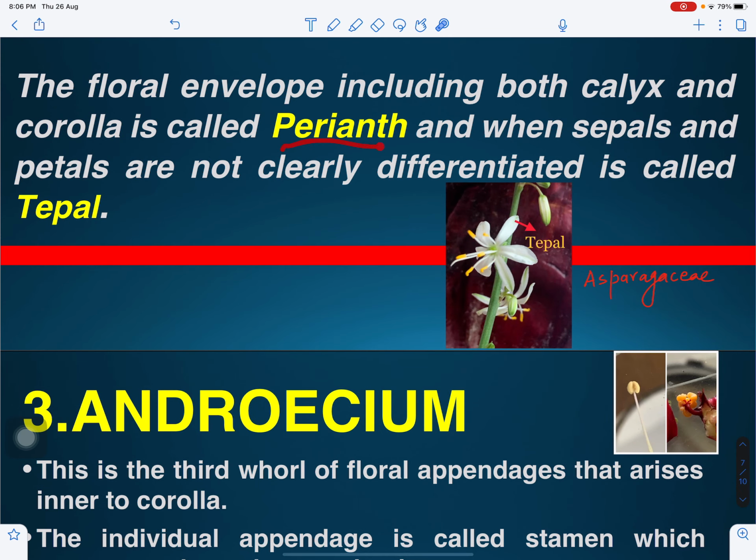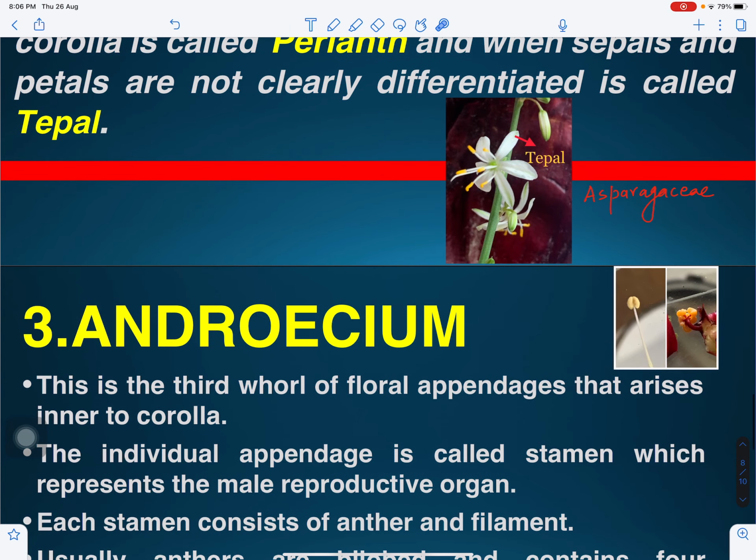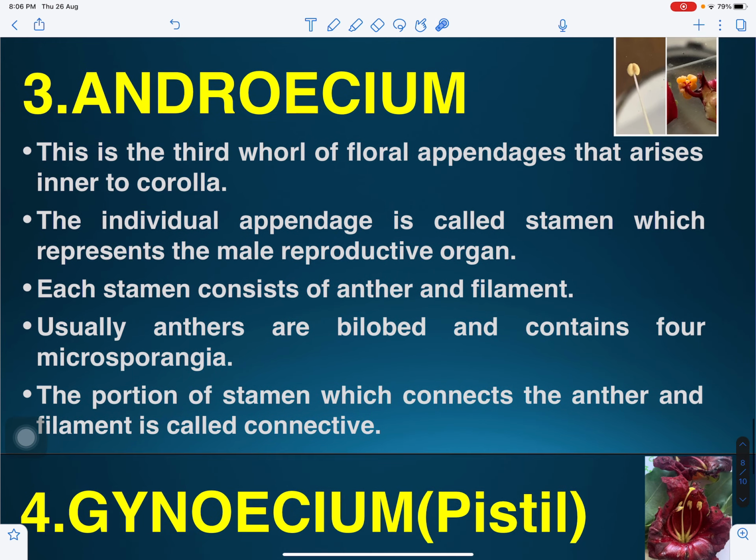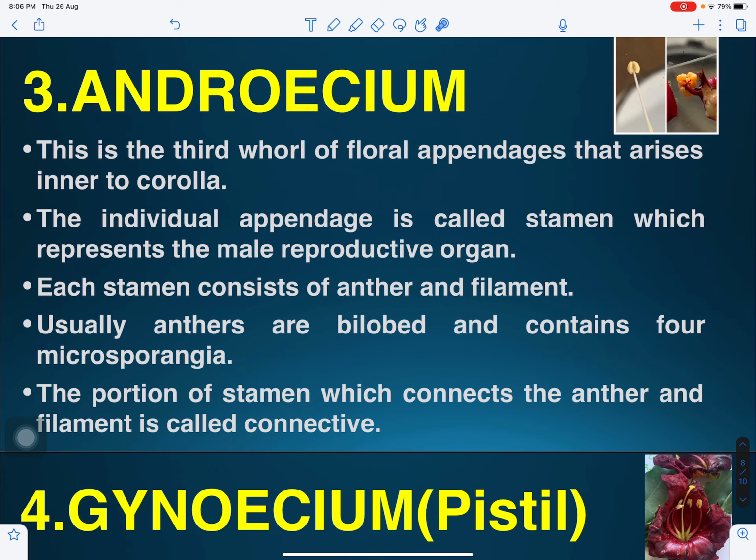Now this collectively is called as perianth. Individually this is called as tepal. So this is in some of the families, not in all the families. Now next, third most whorl of the flower is called as Androecium. This is also the male reproductive part.